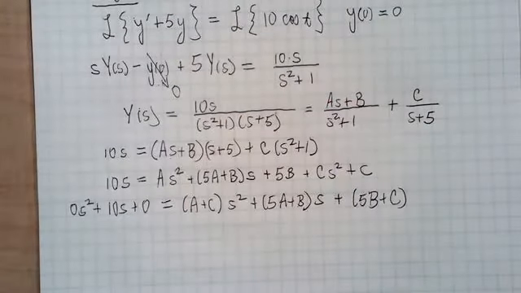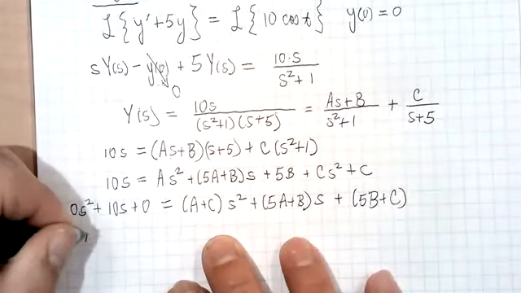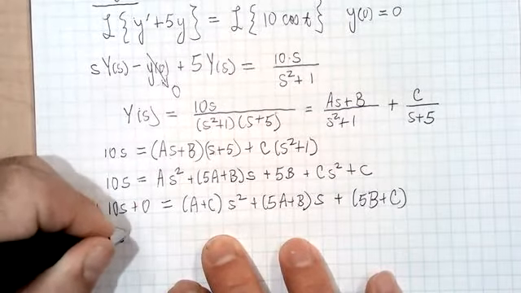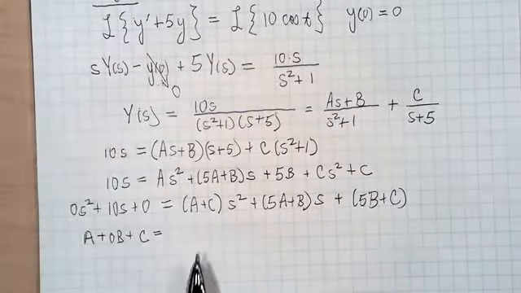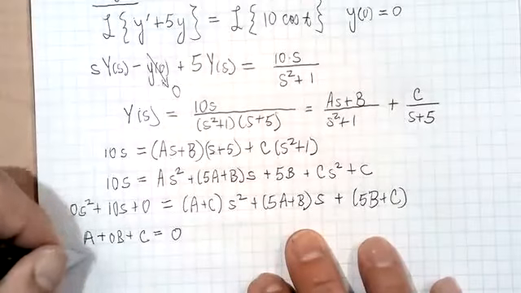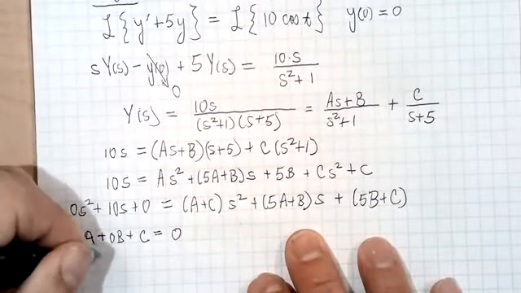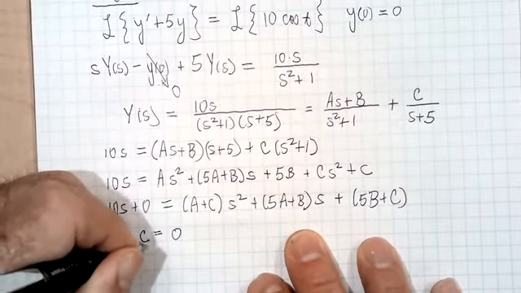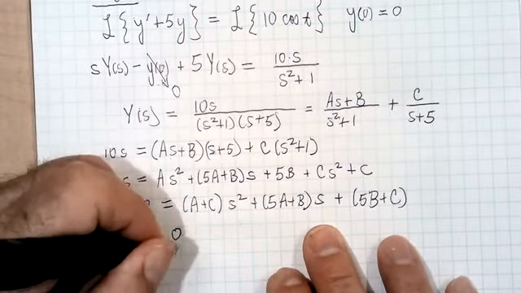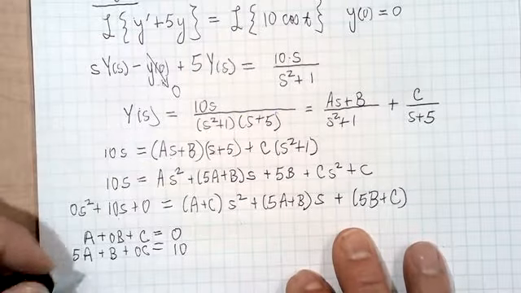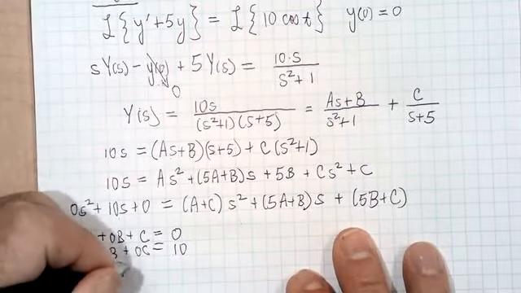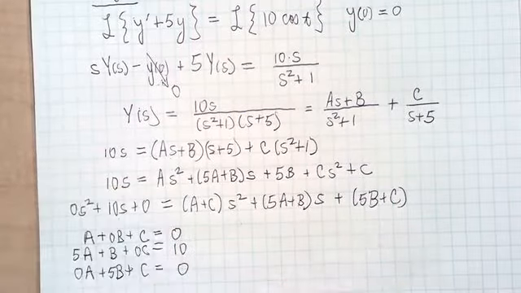Okay, so I get three equations with three unknowns here, which is not real bad, especially since we have calculators that will do this. a plus 0b plus c, taking the coefficient on s squared, equals 0. Coefficient on s, 5a plus b plus 0c equals 10. And 0a plus 5b plus c is also equal to 0.